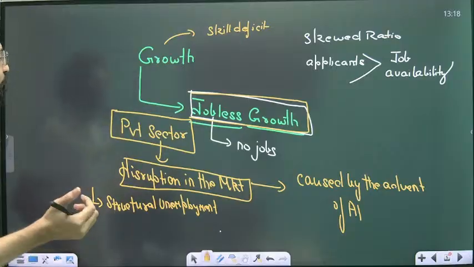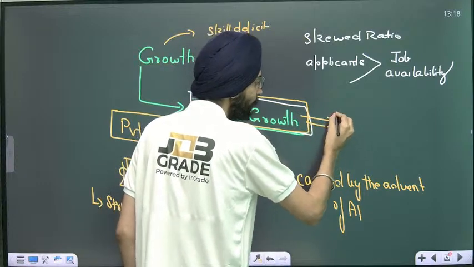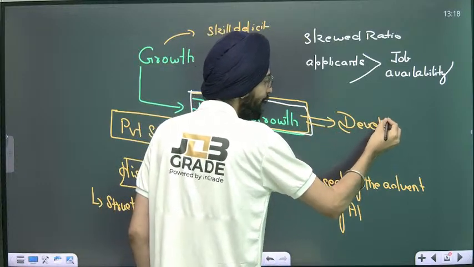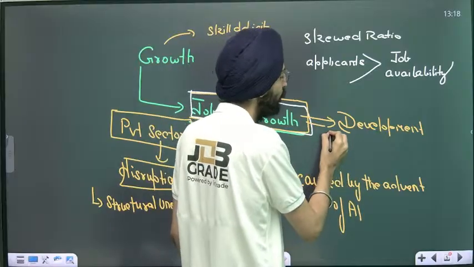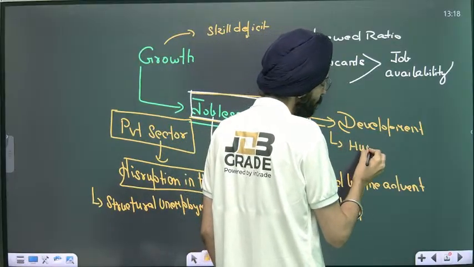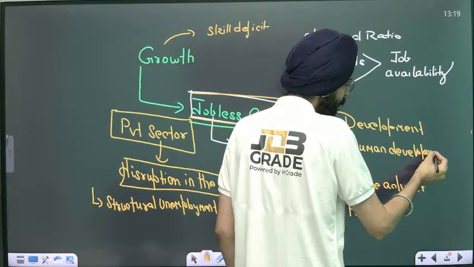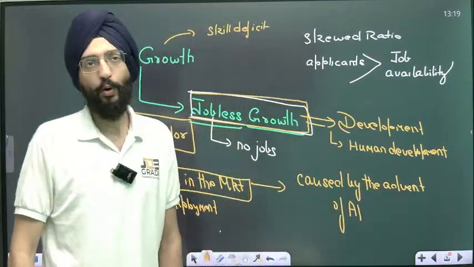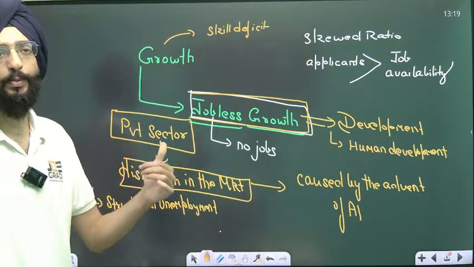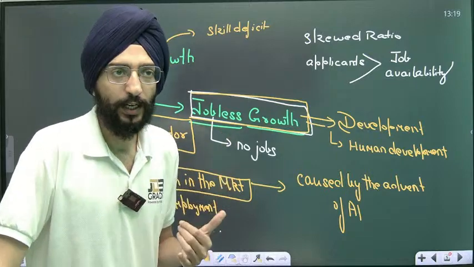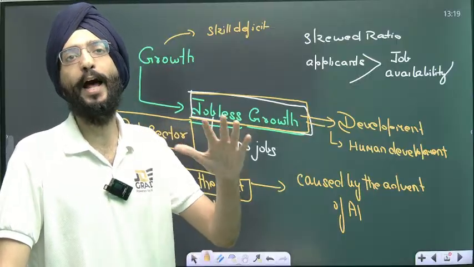There is no point. We need growth, but along with growth, what we need is what we call development. And development includes human development as well. So what we say is that, okay, look, we are the fourth largest economy, but there has been jobless growth out there. The jobs have not been there, either because of the structural unemployment, or because people don't have the skills required in this current era.